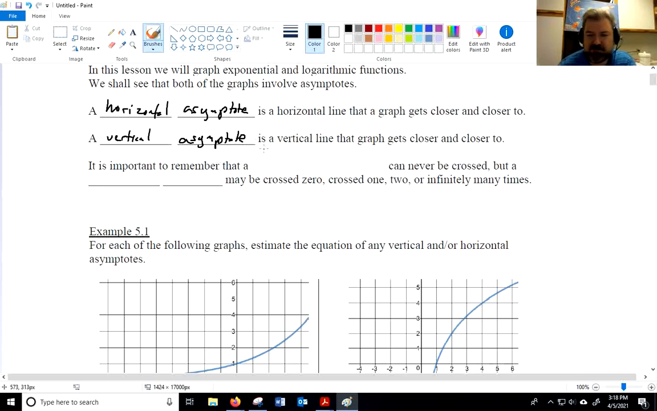But it is important to remember that a vertical asymptote can never be crossed. Vertical asymptotes absolutely never, ever, ever, for reasons that we'll learn more about in this unit and the next. Horizontal asymptotes actually can be crossed. So I don't want you to be thinking that you can't ever cross a horizontal asymptote. A horizontal asymptote can be crossed. They just typically won't be in this unit.